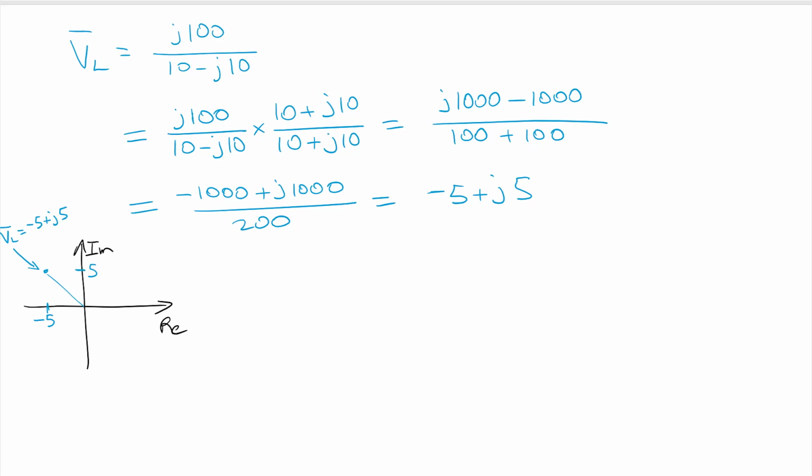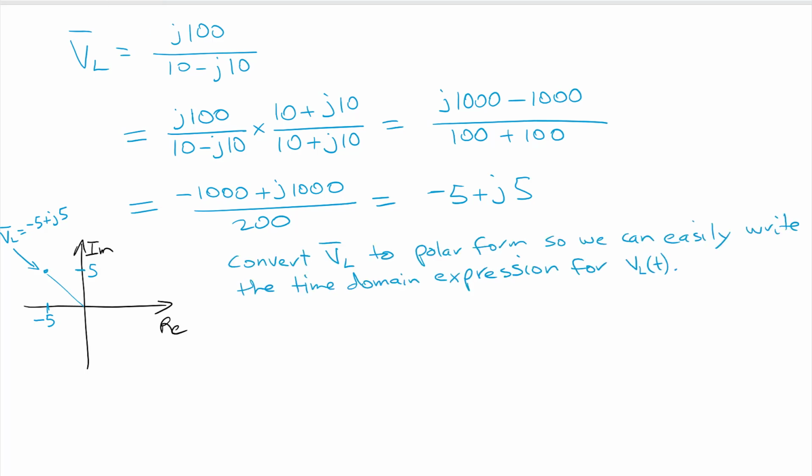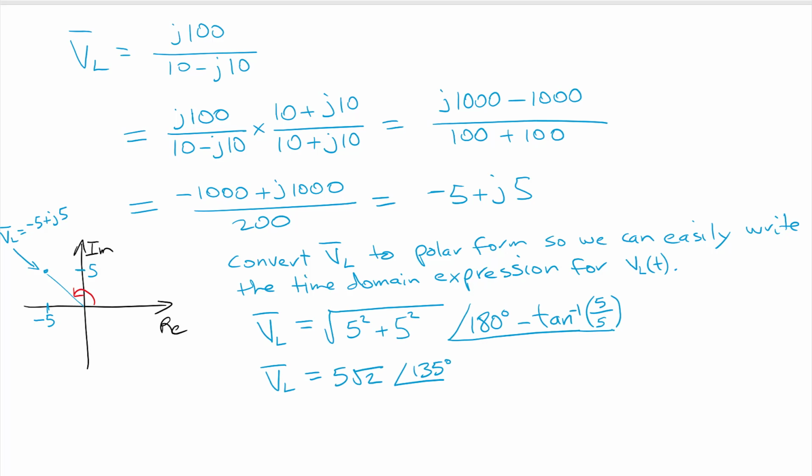Okay, so in terms of rectangular coordinates, we have the phasor voltage expressed by what we see on the phasor diagram on the left, where we have the point right here at plus 5 on the imaginary axis and minus 5 on the real axis. And then we need to make our calculation. So what we're going to do, we're going to convert this into polar form so that we can write the time domain expression. So then what we need to do is do the transformation into polar form.